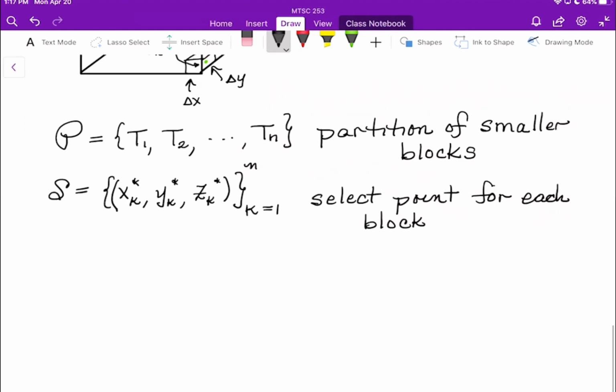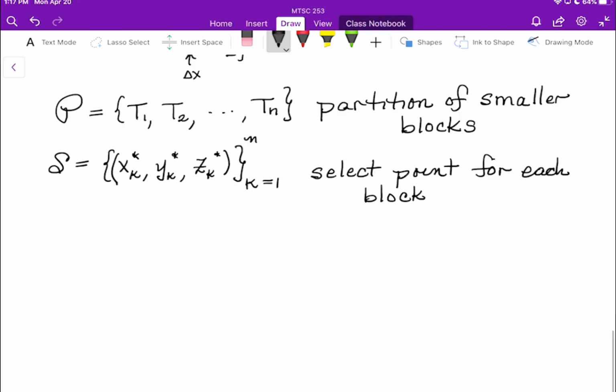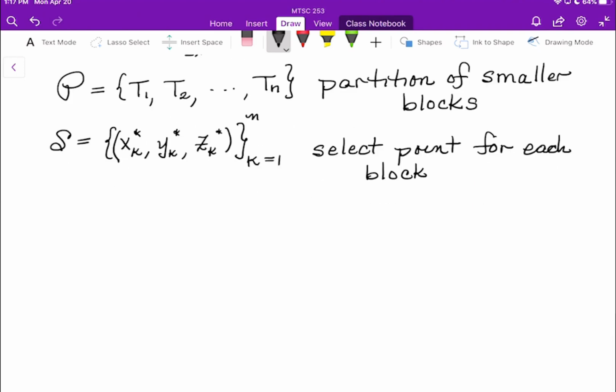Then if I have a function, let's say it looks like maybe density or any other function, I can look at the sum k equals 1 to n of f at xk star, yk star, zk star. And then I'm going to multiply by delta V.